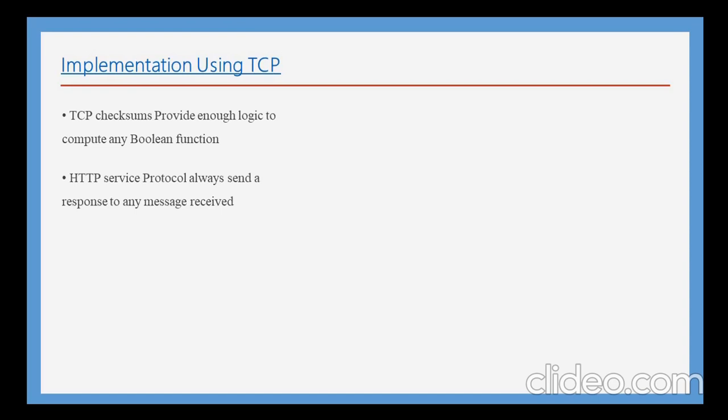TCP checksum provides enough logic to compute any Boolean function. So it's just a Boolean function, like if true then execute, else drop. And it mostly uses the AND operator. In the AND operator we know the Boolean table: if A and B are two inputs and both values are 1, then only it's true. Otherwise it's false. The HTTP service protocol always sends a response to any message received. So if we request anything from the HTTP server, it always responds, whether true or false.